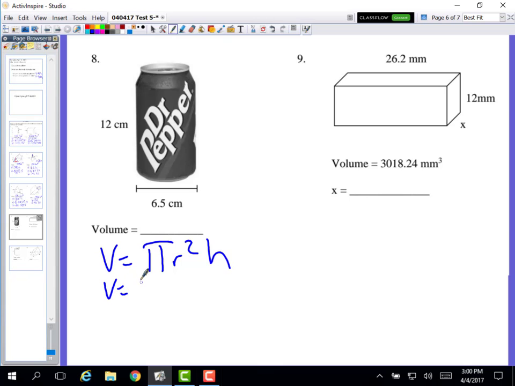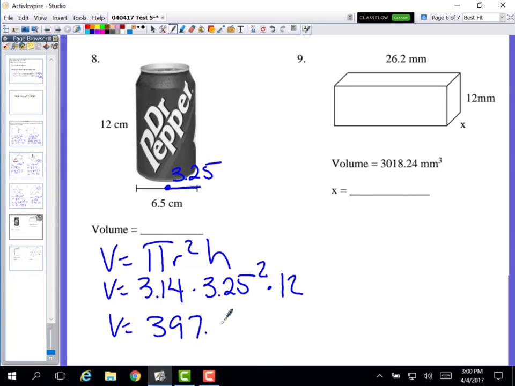So volume is equal to 3.14 times, well, again, I gave you a diameter, so we have to find the radius. Well, half of 6.5 is 3.25. So 3.25 squared times the height of the figure, which is 12. You multiply those together and you end up with 397.995.